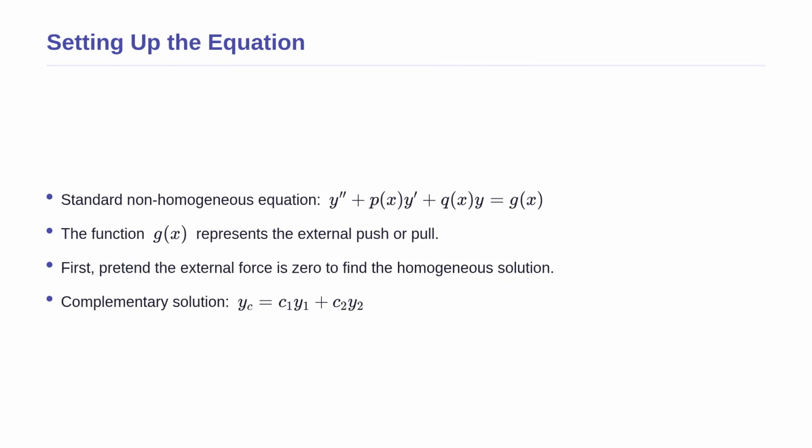Building on that analogy, let us look at how we set up the mathematics. We start with a standard linear, second-order, non-homogeneous differential equation. The right side of this equation has a forcing function, which represents the external push or pull driving the system. To use our method, we first pretend this external force is zero. This gives us the associated homogeneous equation. By solving this unforced equation, we find the complementary solution, which contains two fundamental solutions multiplied by fixed constants. These constants are exactly what we will be transforming into variable functions to account for the external force.